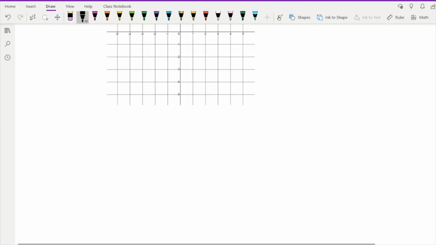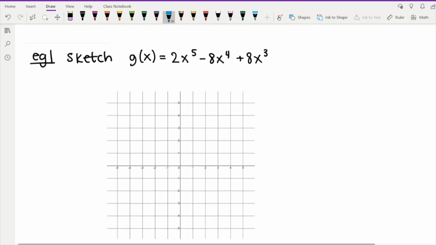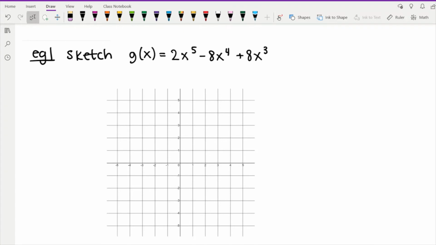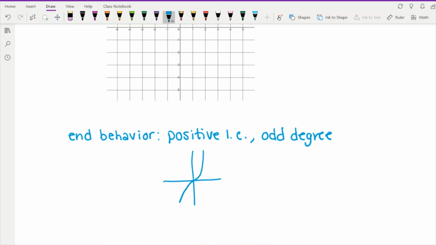Okay, so first thing, let's identify the end behavior for this function. We want to look at the degree and the leading coefficient, and in this case we can see we have a positive leading coefficient and an odd degree. And so that tells us that the shape is going to look something like the graph of x cubed, right? It's going to be going up to the right and down to the left.